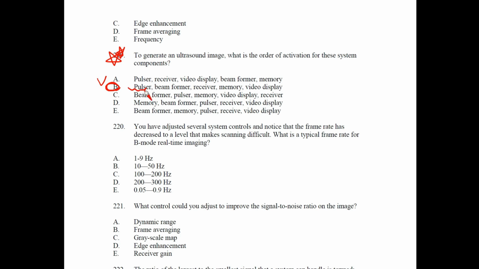The ultrasound beam starts from the pulsar. The beam can be steered or its width can be changed by the beamformer. Next, the signal reflected from the subject is delivered to the receiver. Then, it is stored in memory and displayed on the video display. This is the sequence in which an ultrasound image is created. These are very basic concepts. Since this also tests your understanding of ultrasound equipment, make sure to remember it through this question.